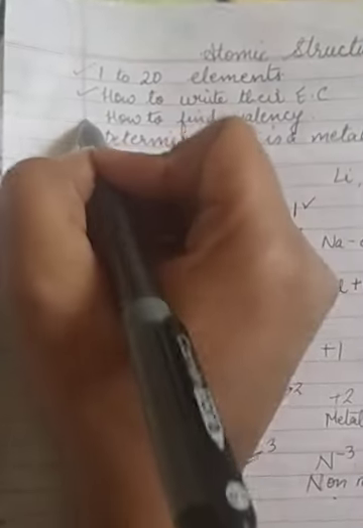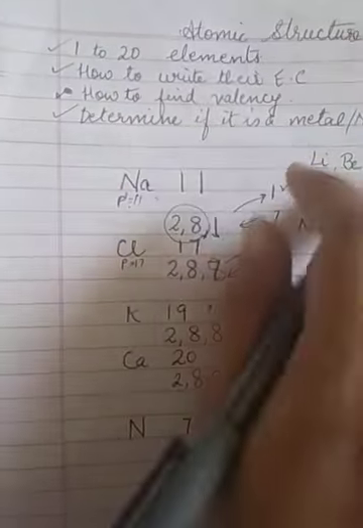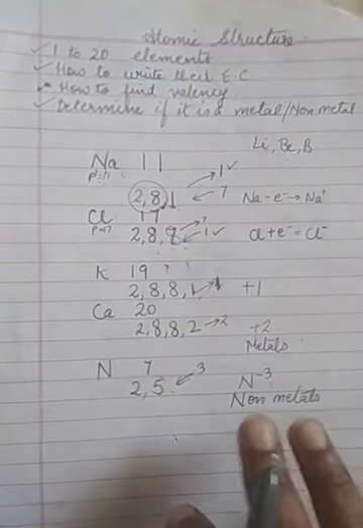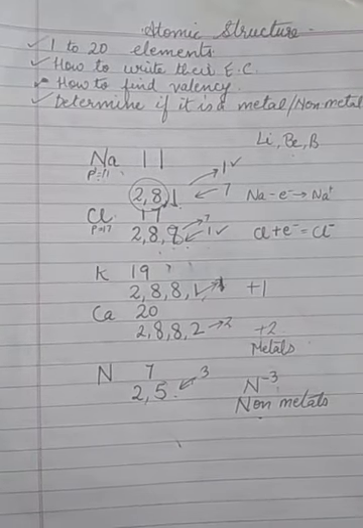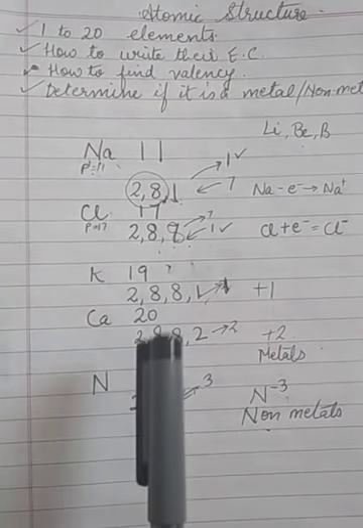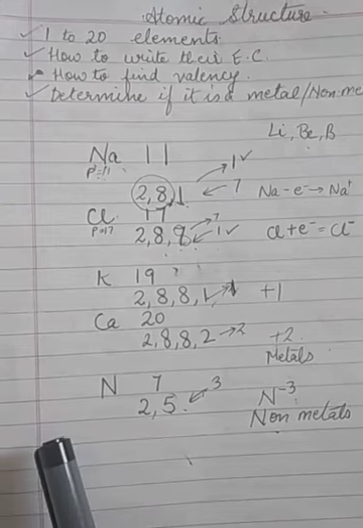Okay, so we have learned how to find out the valency. We have learned whether it is a metal or a non-metal also. This is very important. Now for all the elements from 1 to 20, you should be able to find out this. What should you do?